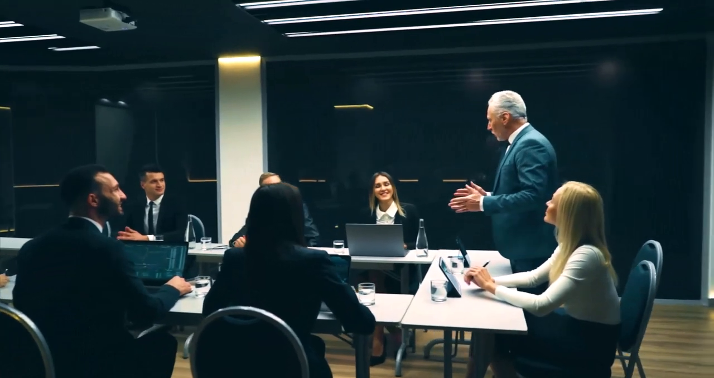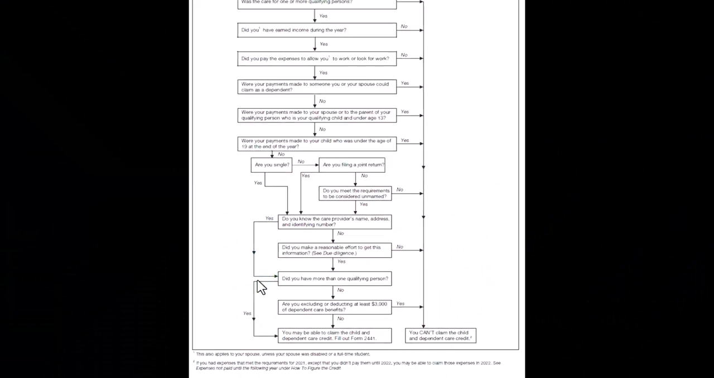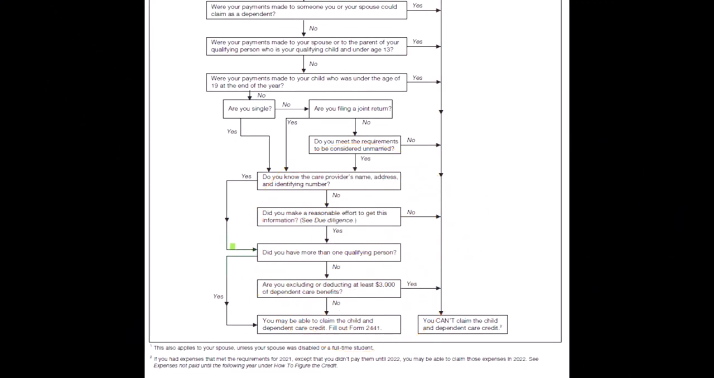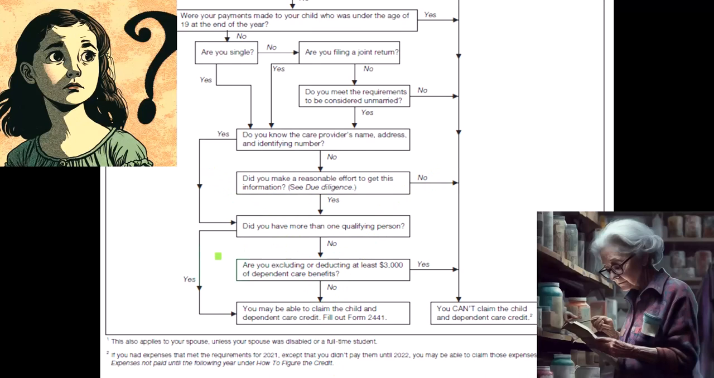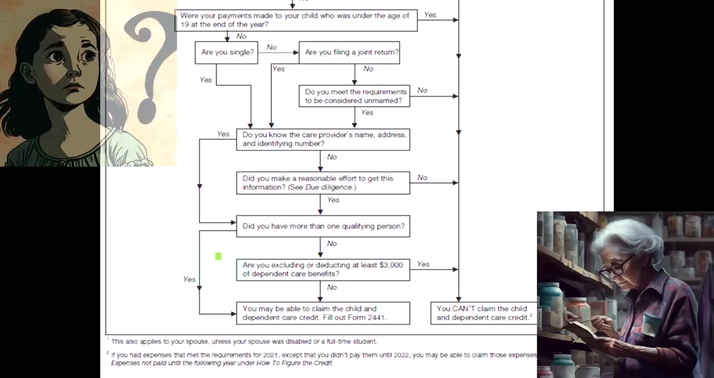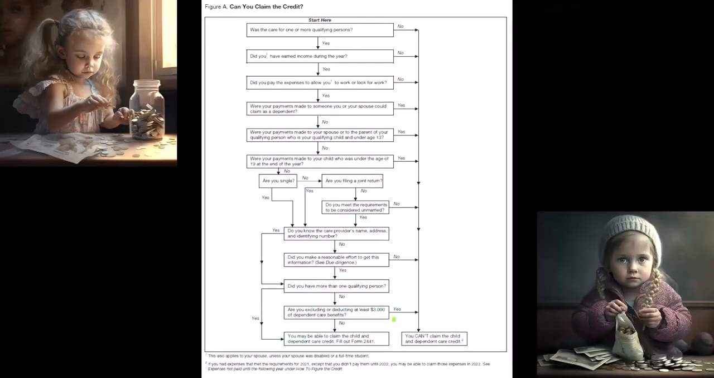If it's a caretaking facility, they should give you that in the form of an EIN. If not, it should generally be a social security number. So normally you would be going down to here. Did you have more than one qualifying person? If the answer is yes, you may be able to claim the child and dependent care credit. Fill out form 2441. But if the answer is no, then the question is, are you excluding or deducting at least $3,000 of dependent care benefits? Because if you're excluding them, if they're not being included in income, then if you also took the credit for it, you'd be double dipping in that situation. So if the answer is no, once again, you may be able to claim the child and dependent care credit. If the answer is yes, you can't claim the credit.